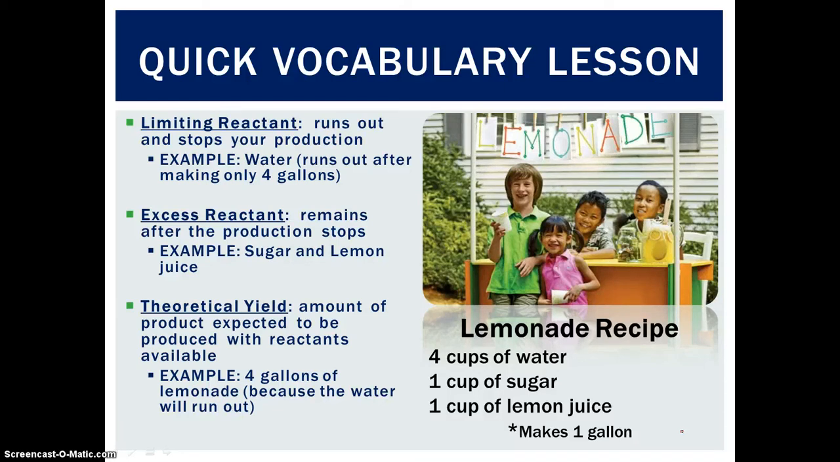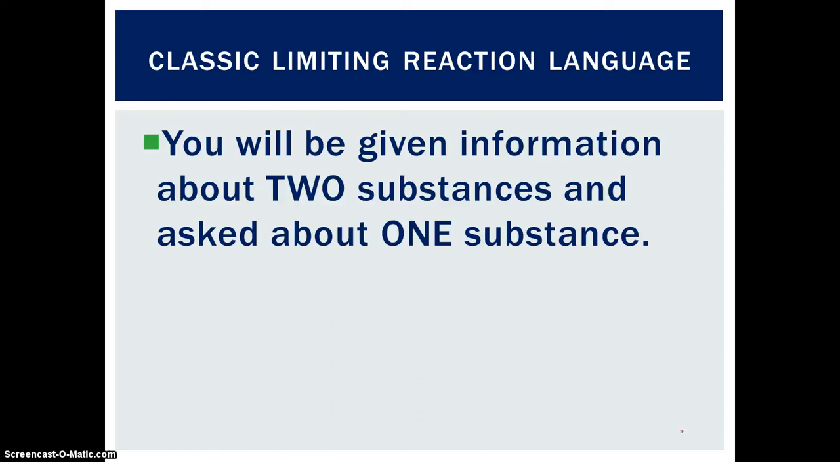Now let's look at the example from class today and apply this idea to a chemical equation. What you'll see in a limiting reactant problem is that instead of having one given and one unknown, now you'll have two givens. So you'll be getting information about two substances and asked about one. Two givens, one unknown, that tells you it's a limiting reactant problem. It doesn't change much about how you go about it. It just changes how many calculations you have to do.